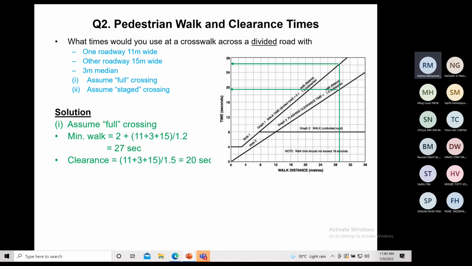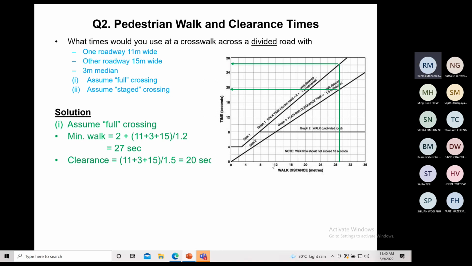Now let's assume staged crossing. By staged crossing, we mean you cross the 11-meter wide road. You treat it as undivided because you crossed it as just one road. Then you take shelter at the 3-meter median. Then you finish the remaining 15-meter wide road. So you'll treat the first 11 meters as undivided because you didn't cross all of it at once.